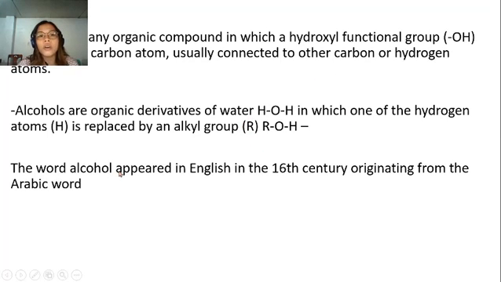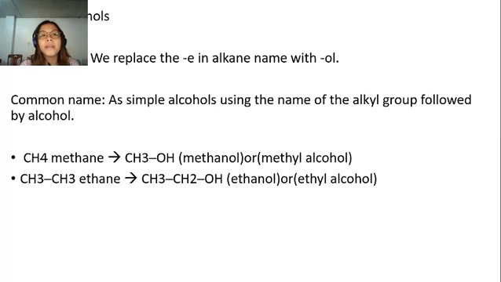The word alcohol appeared in English in the 16th century, originating from the Arabic word. So meaning nag-origin ang word ng alcohol, naging translate nila sa English sa 16th century, but it came from an Arabic word. So naming the alcohols, we have the common name and the IUPAC name.